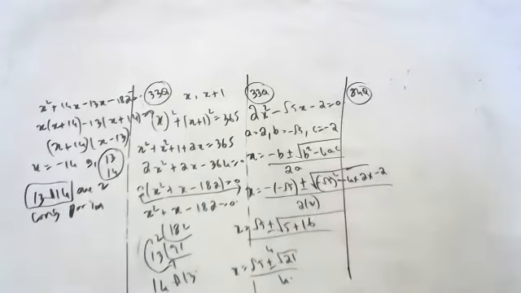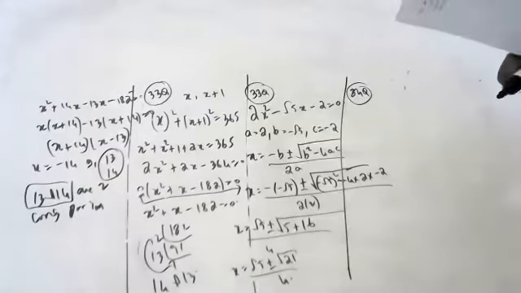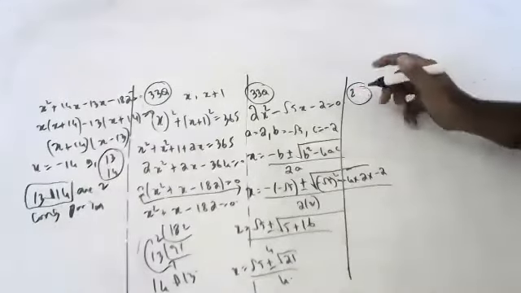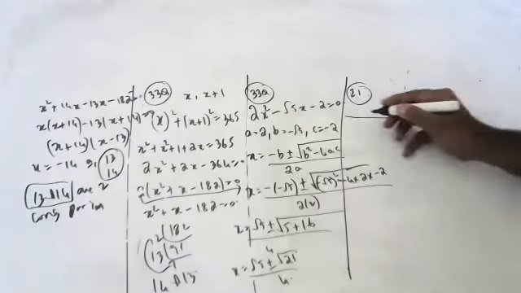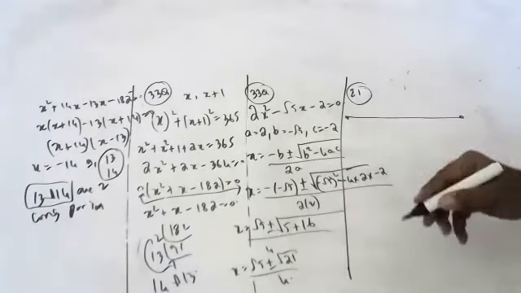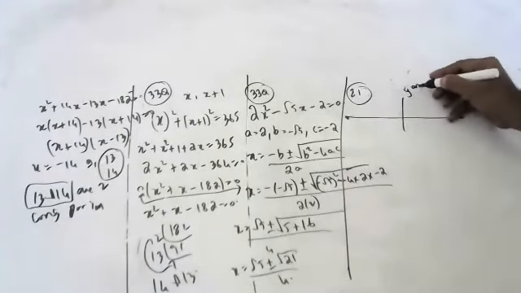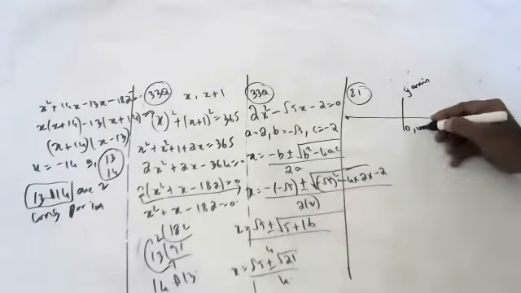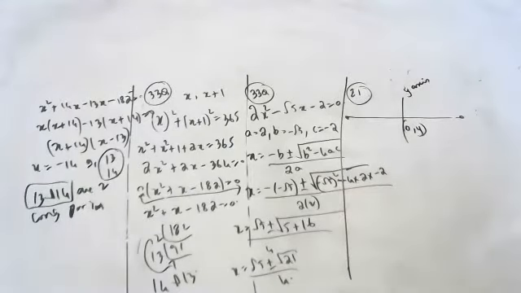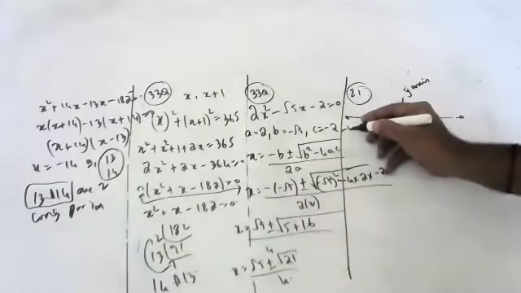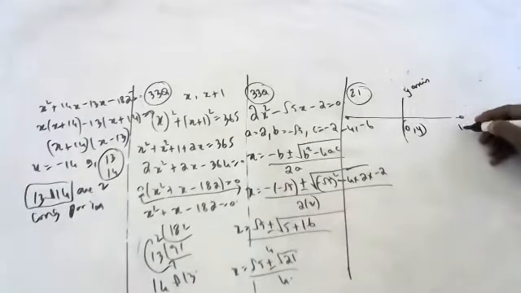Next question, number 31. Children, this question is also very, very important. I already discussed it, but anyway, once again I am discussing. Find the ratio in which the y-axis divides the line joining minus 4 comma minus 6 and 10 comma 12. On the y-axis, the x coordinate is 0.